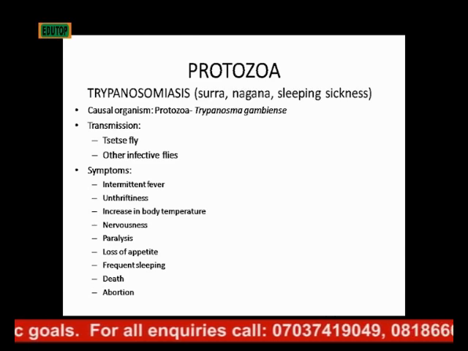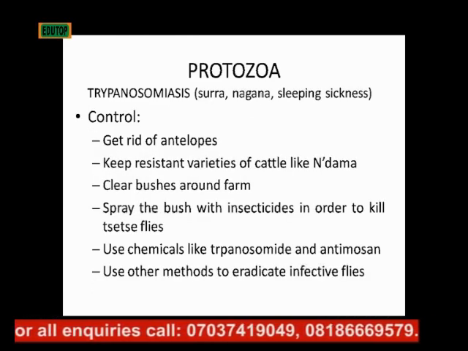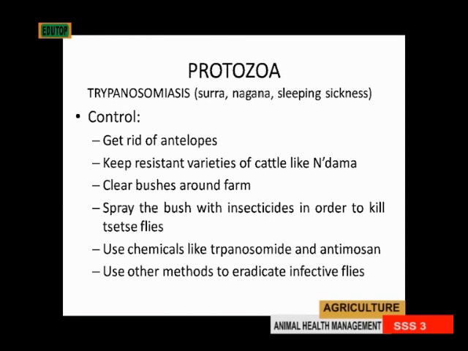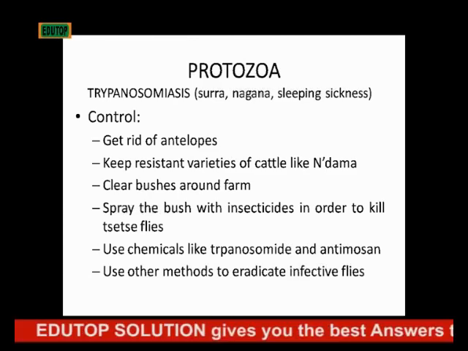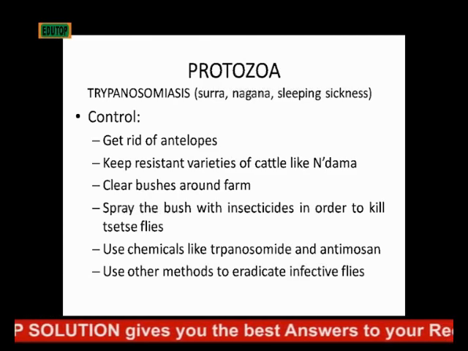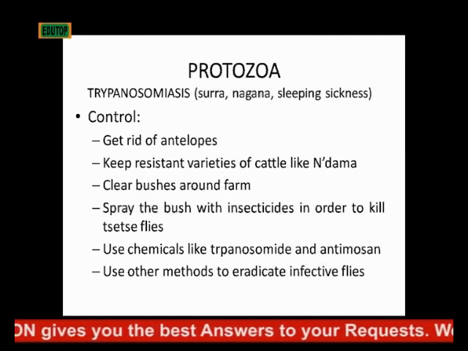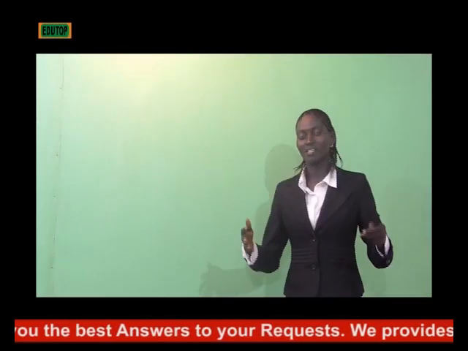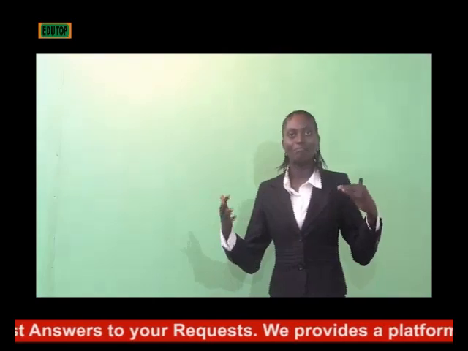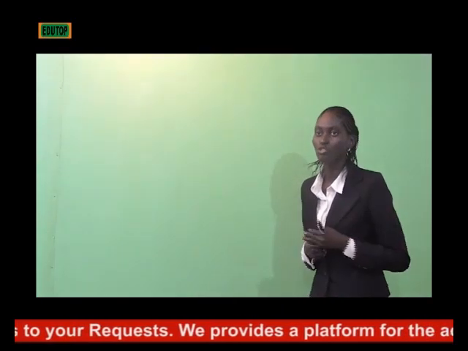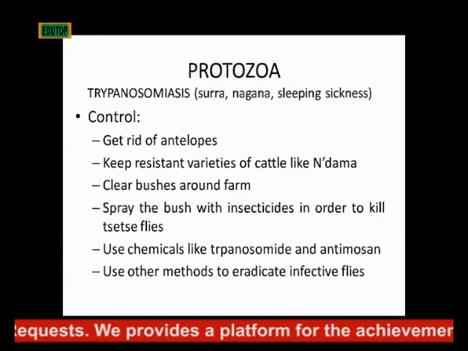How do you control it? First, get rid of antelopes. Antelopes could be carriers too. So get rid of them around your cattle. Then keep resistant varieties of cattle like the Ndama. Ndama is a resistant variety. So don't keep cattle that are vulnerable to the attack of trypanosomiasis. The next is that you clear bushes around your farm so that the tsetse flies don't have breeding places around your farm. Then you spray the bush with insecticide.